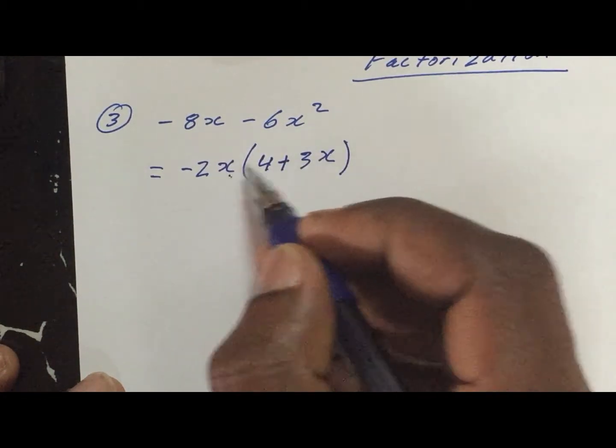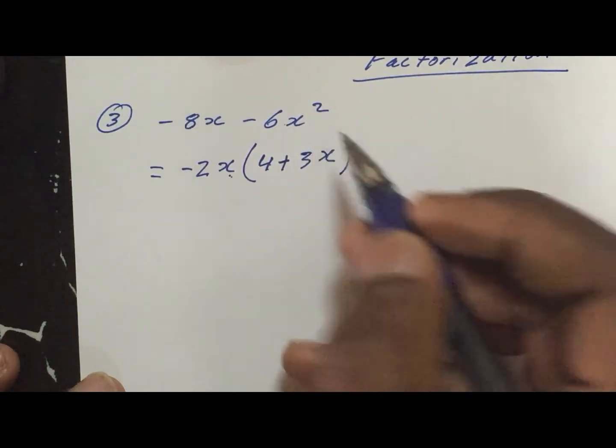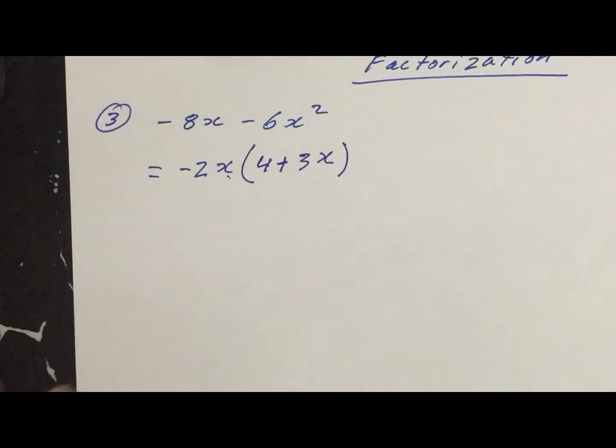Negative 2x times 3x gives us negative 6x squared. And that's it. We've made it to the end of the problem set for factorization using the distributive law.